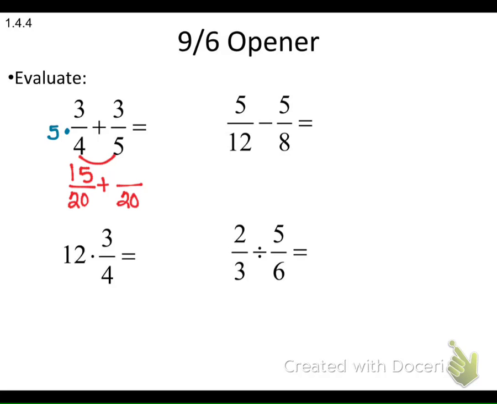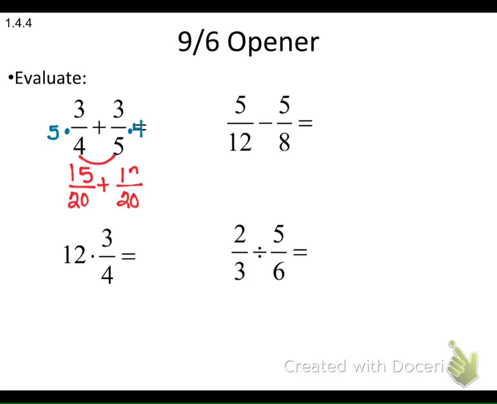Hey guys, if I took 4 times 5 to get 20, what do I have to do with this 3? And what's that going to equal? 15. So my new numerator is going to be 15. So I come to my next fraction. I know that I took 5 times 4 to get 20. So I'm also going to multiply these two numbers to get my new numerator. So what's my new numerator going to be here? 12. Good.